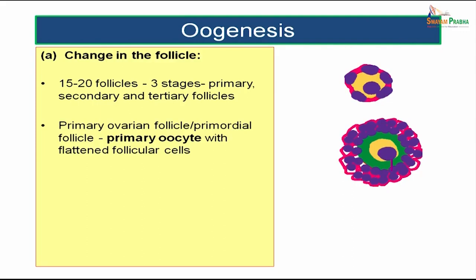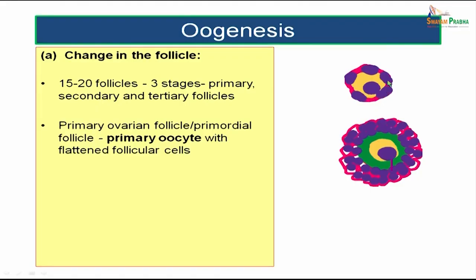We just now discussed about it. So primary ovarian follicle or primordial follicle is nothing but the primary oocyte covered with flattened follicular cells. If you take a primary oocyte and it is covered with flattened follicular cells, just a diagrammatic representation, this is the oocyte and it is covered by a layer of epithelial cells, follicular cells, this is known as the primary ovarian follicle or primordial follicle.